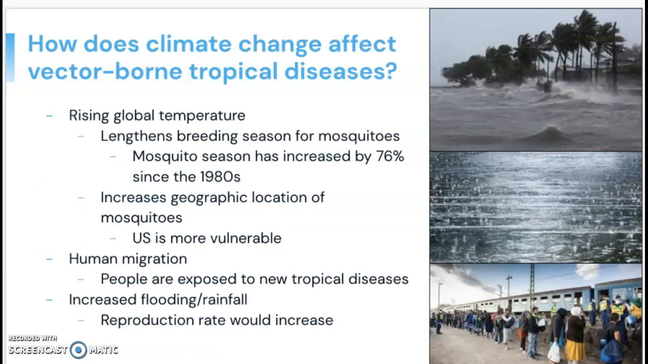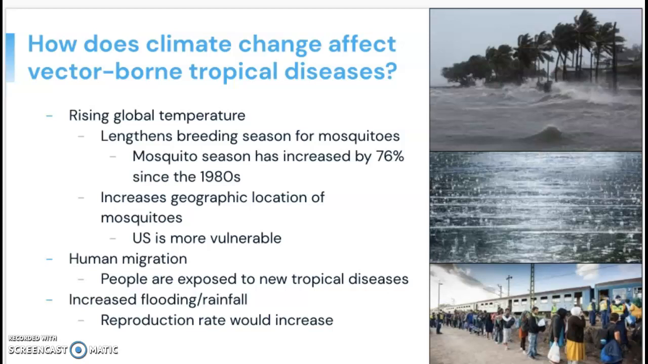Now, in modern day, discoveries are still being made, especially with the current coronavirus and the climate change that is going on. Vector-borne diseases will especially be affected by climate change because of rising temperatures. This will cause the season for mosquitoes to reproduce to lengthen and the geographic range for mosquitoes to survive to grow. In fact, since the 1980s, the season has already grown by 76% in major cities, which has contributed to over 1 billion people contracting tropical diseases a year.